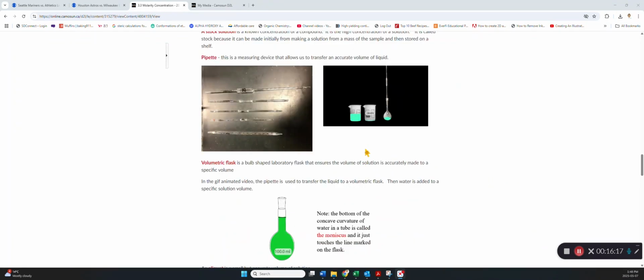What we have here is a beaker with what we call the stock solution. Then we're going to transfer 10 mils of this stock solution into the volumetric flask. Once we transfer into the volumetric flask, we're going to add water. See this line right here? This represents exactly 100.0 mils, and we want the curvature of the water to sit right on top of this line. This curvature is called the meniscus, and this will allow you to have exactly 100.0 mils.